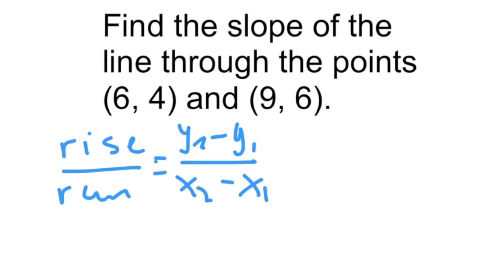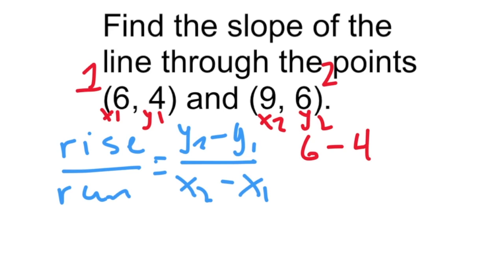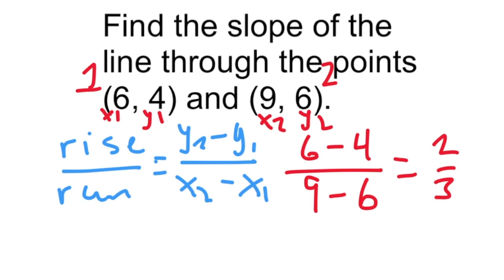Now what we do is we name our points. This can be point 1 and this can be point 2. So this is going to be x1, this can be y1. This is the second point, so this is x2 and this is y2. And then all we do is we put the numbers into the correct places in the formula. So I got y2 is 6 minus y1, which is 4, all over x2 is 9 minus x1, which is 6. 6 minus 4 is 2. 9 minus 6 is 3. So the slope is positive 2/3.